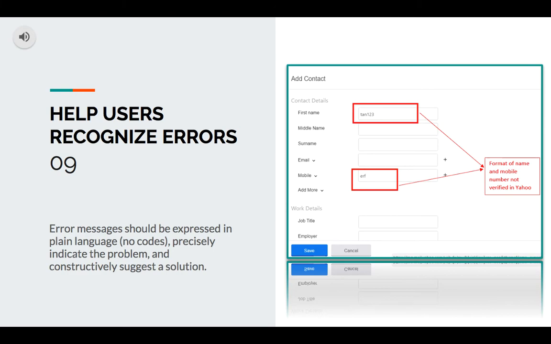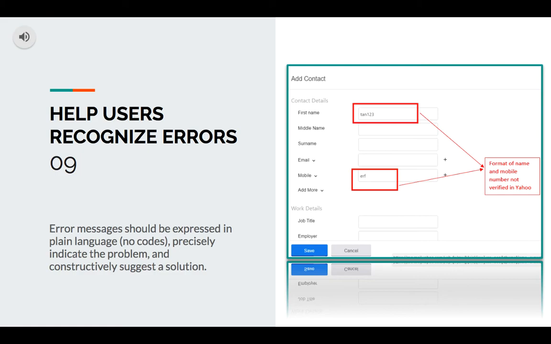In the figure above, we're demonstrating that we're creating a new contact in Yahoo where it asks for the name, a mobile number, and an email name of the contact person. Yahoo doesn't verify the format of the name and mobile number of the user. As a result, it stores the wrong input given by the user, which is saved as junk information. This violates heuristic number 9 as it does not recognize or diagnose errors.